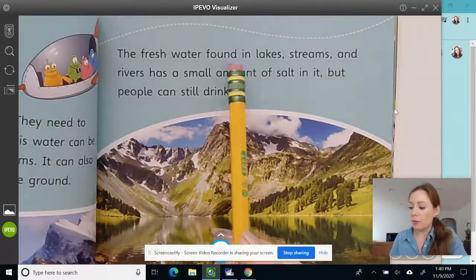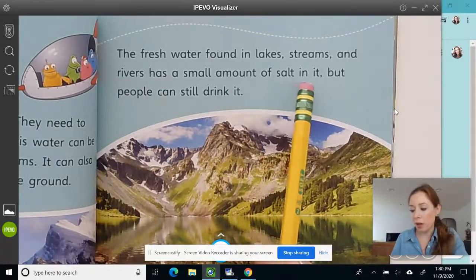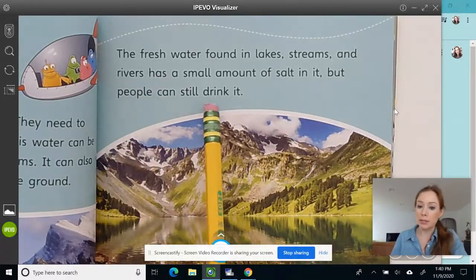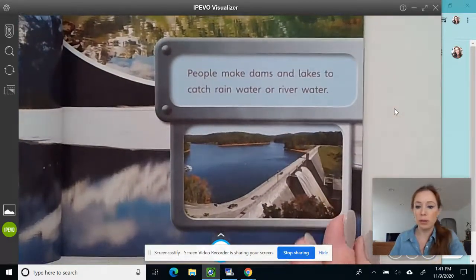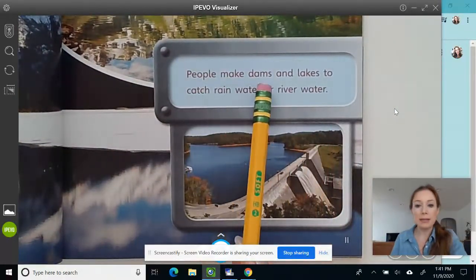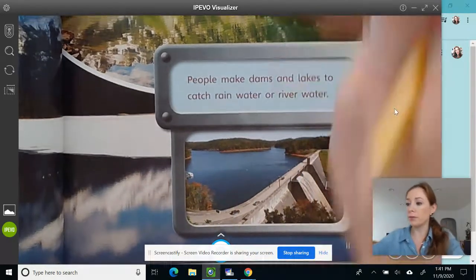The fresh water found in lakes, streams, and rivers has a small amount of salt in it, but people can still drink it. Before we look at these pictures, let's look at this one down here with words. People can make dams and lakes to catch rainwater or river water.